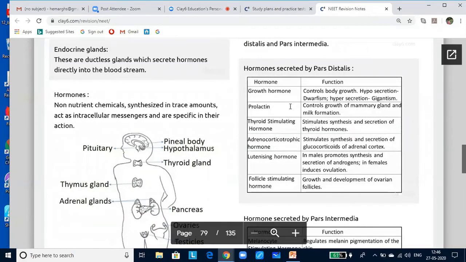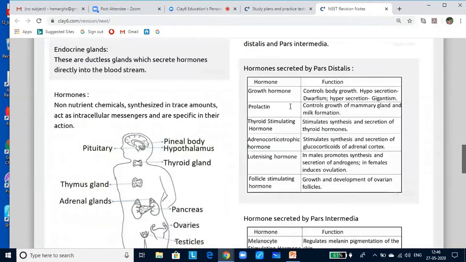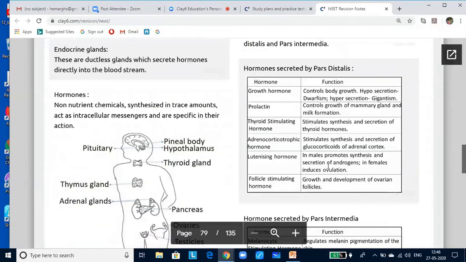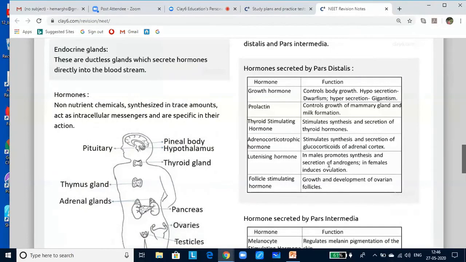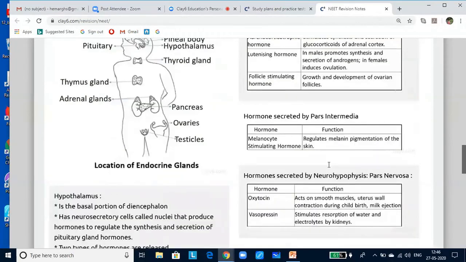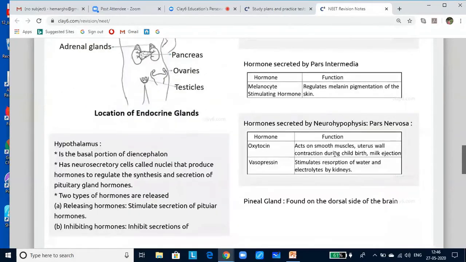So whatever you read from the pages in your book, we have put it in the form of an organizer, which will be very, very helpful to you. Now, hormones secreted by pars intermedia. It is melanocyte stimulating hormone. It regulates the melanin pigmentation of the skin.